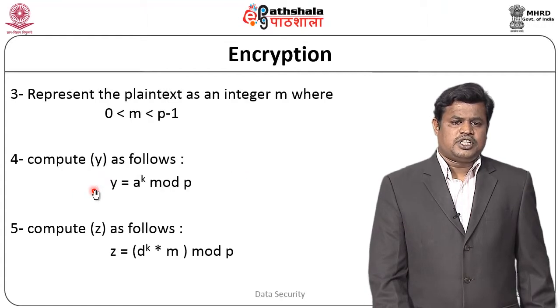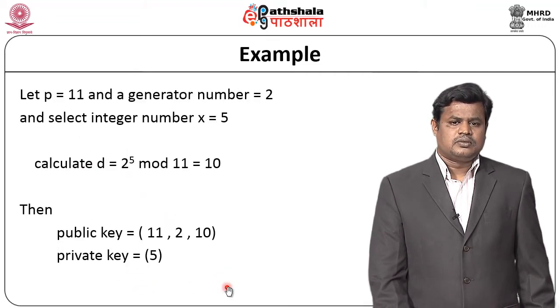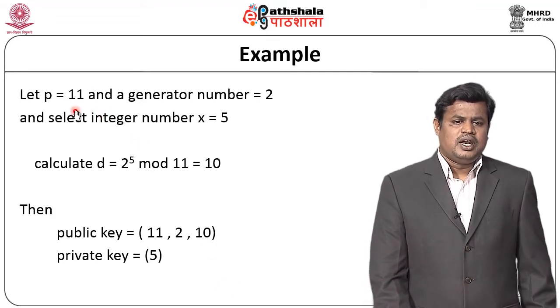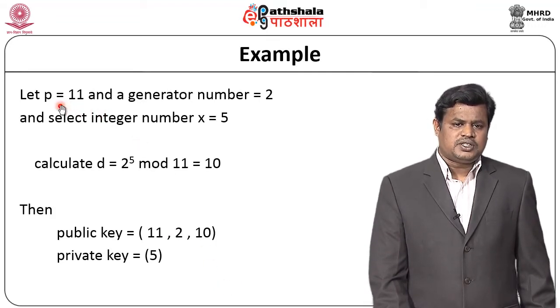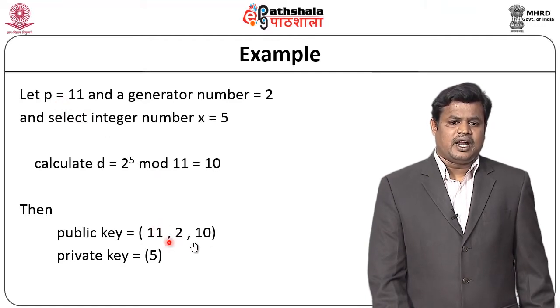The same steps are going to be repeated. After receiving this particular value, the receiver can recompute it. Now we will look into the example. Let us assume that two persons are going to send a message with the help of this public key and the private key.